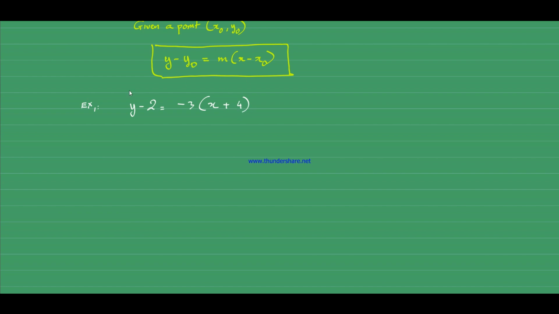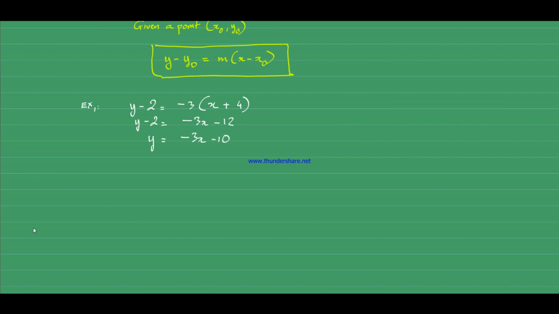Now look at it. I'm going to go ahead and convert this to slope intercept form for you. In order to convert to slope intercept form, you just go ahead and distribute it, and I'm going to add both sides by 2. There you go. See that?